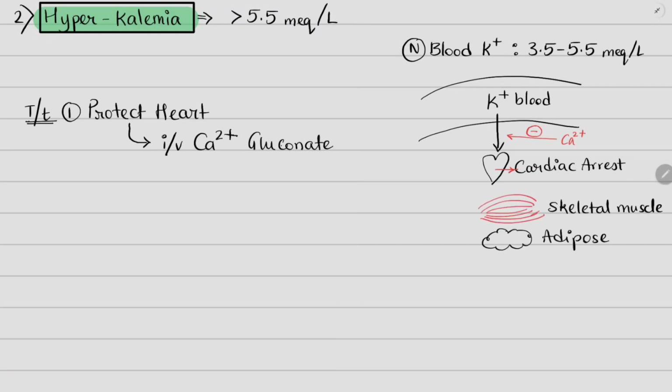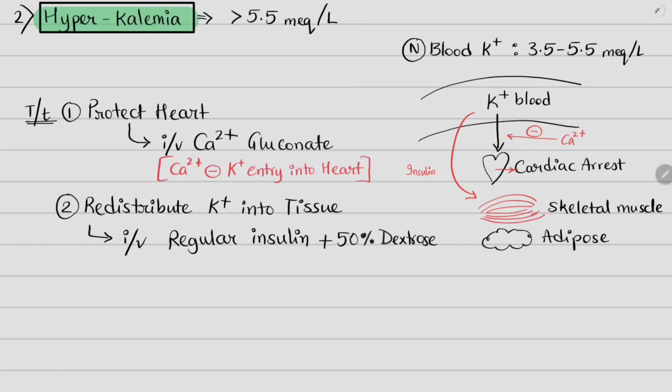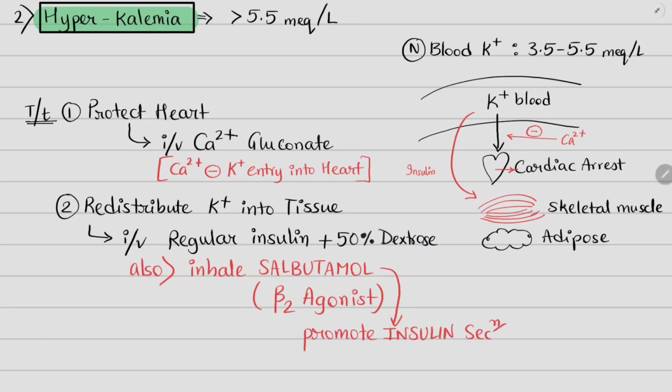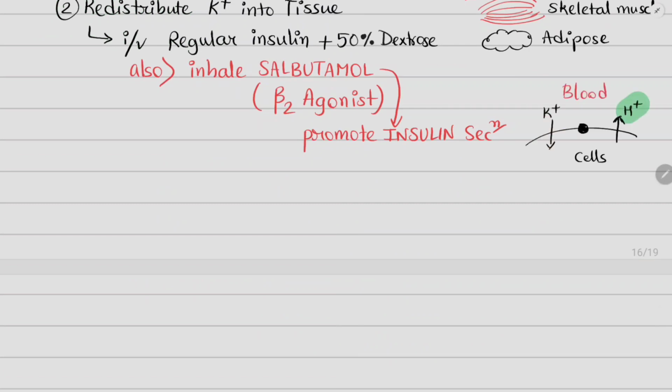Now instead of potassium getting inside the heart, it can be redistributed by the use of insulin into skeletal muscle and adipose tissues. Redistribution can be done by giving IV regular insulin plus 50% dextrose, because the sugar level is normal in this patient, but if you give only insulin, then the sugar level might fall. So you have to give 50% dextrose solution mixed with it. Also in this case, inhaled salbutamol is given, because salbutamol is a beta 2 agonist, and beta 2 agonists promote insulin secretion. Insulin causes potassium to be taken up by the cells from the blood, and it also causes release of protons.